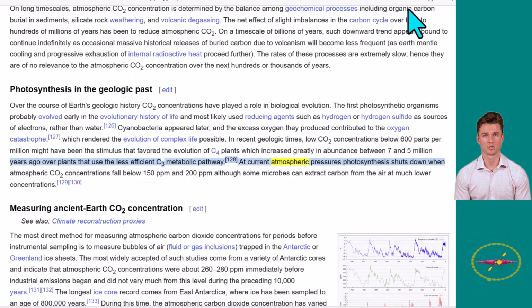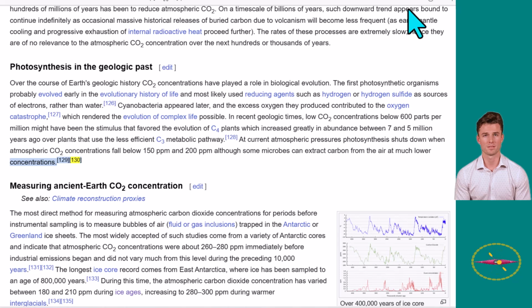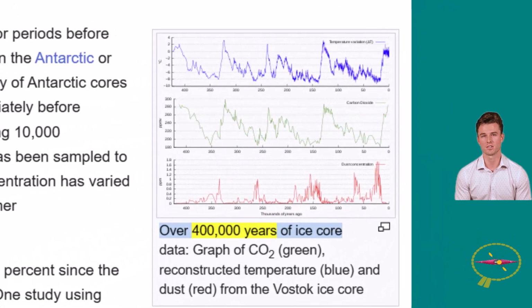At current atmospheric pressures, photosynthesis shuts down when atmospheric CO2 concentrations fall below 150 to 200 ppm, although some microbes can extract carbon from the air at much lower concentrations. Measuring ancient Earth CO2 concentration. Over 400,000 years of ice core data: graph of CO2, green, reconstructed temperature, blue, and dust, red, from the Vostok ice core.